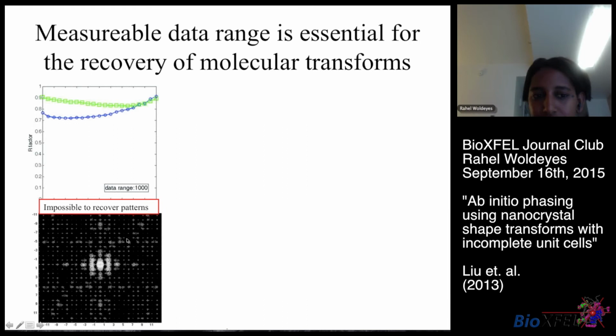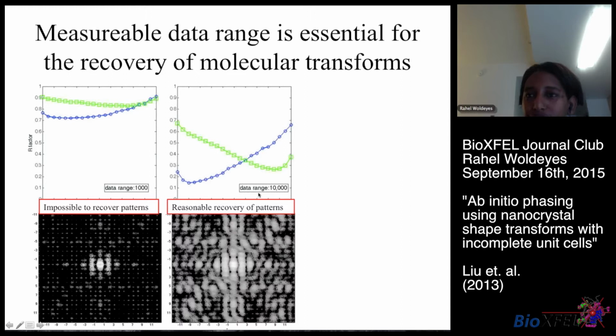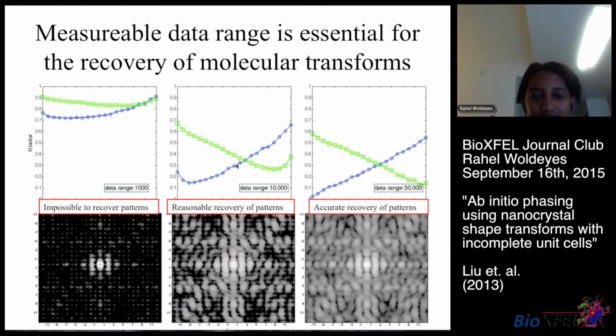And when you go to 10,000, it's better. You can see similar patterns and the R factors are okay. But if you go as high as 30,000, it's really nice and you can accurately recover the patterns, which is really cool.